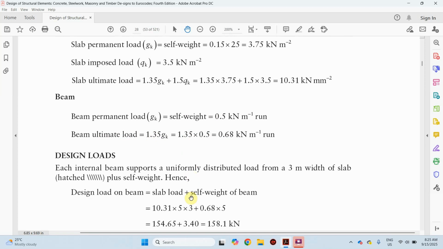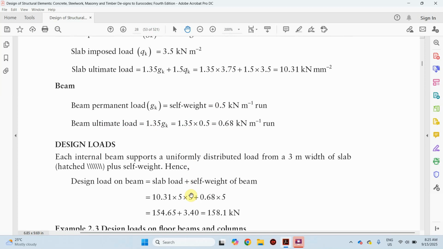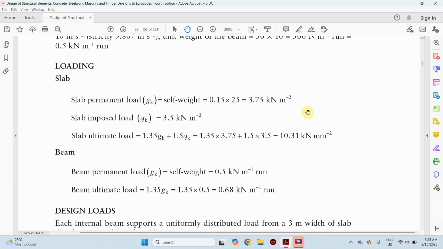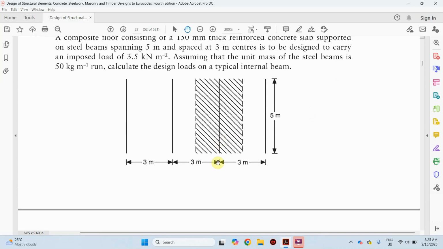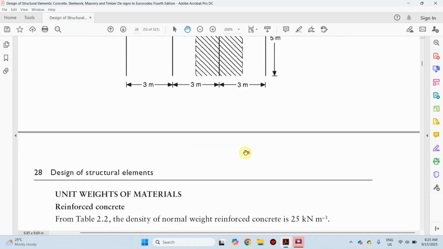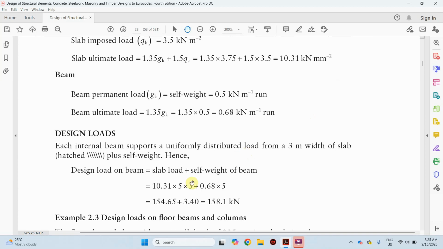Now let us look at the design load. The internal beam, as we said, supports a uniformly distributed load from a 3 meter width of slab. As I explained the other time, this beam is carrying half to this side and half to that side, and they span 3 meters, so definitely from here to here will be 3 meters. That's why we have this particular 3 meter width of slab to be carried.